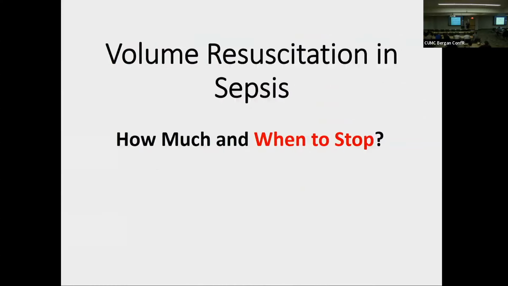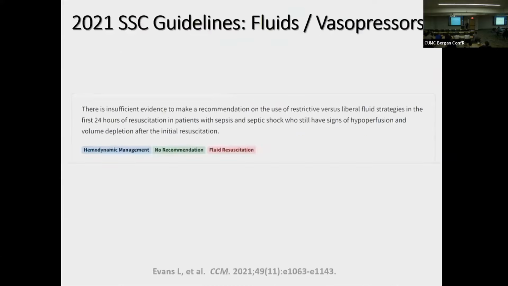All right, so that's the front part. But then the real part is this patient oftentimes in my house gets 30 mL per kilo or close to it in the emergency department, and then they come to me and they're still in shock. And the question is, hey, do you want to give them more fluid? Or should we go up on their pressors? Or do you want to do something else? So how do we know when to stop?